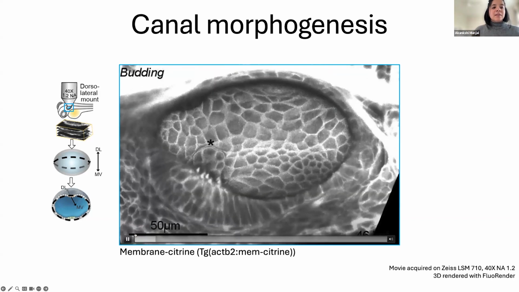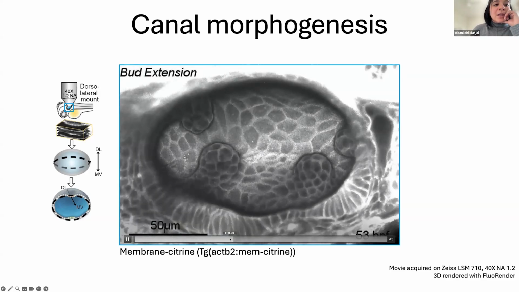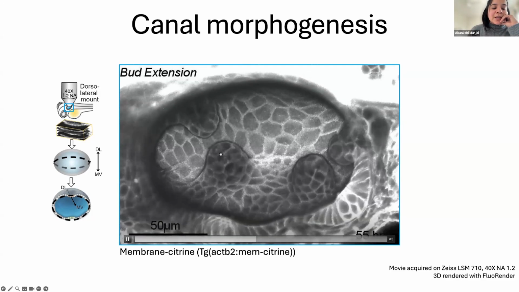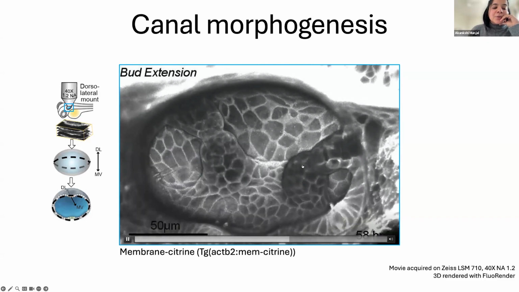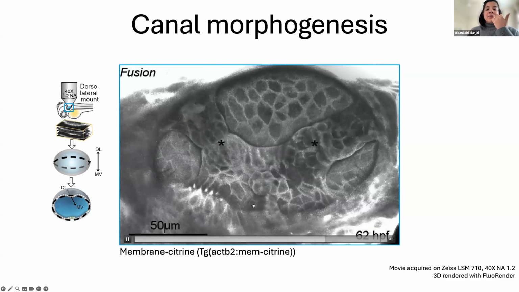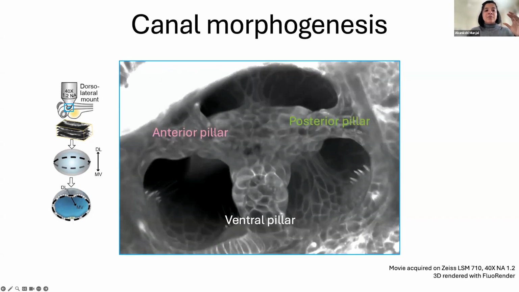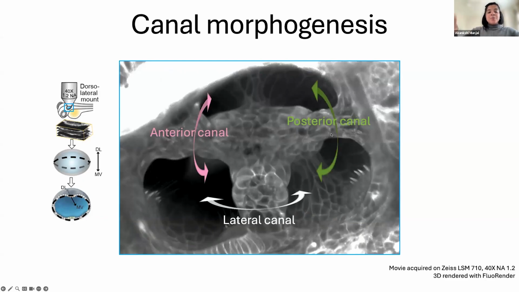And then this fusion, I'll just make this faster to save time. These three fusion events are happening in the anterior region, posterior region, and later on in this orthogonal plane in the ventral region. This fusion results in the formation of three pillars. And the tubes that they are demarcating around correspond to the semicircular canals.